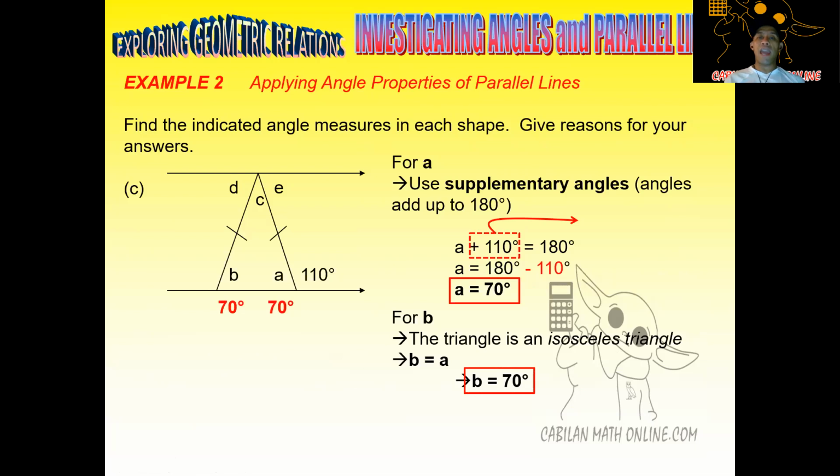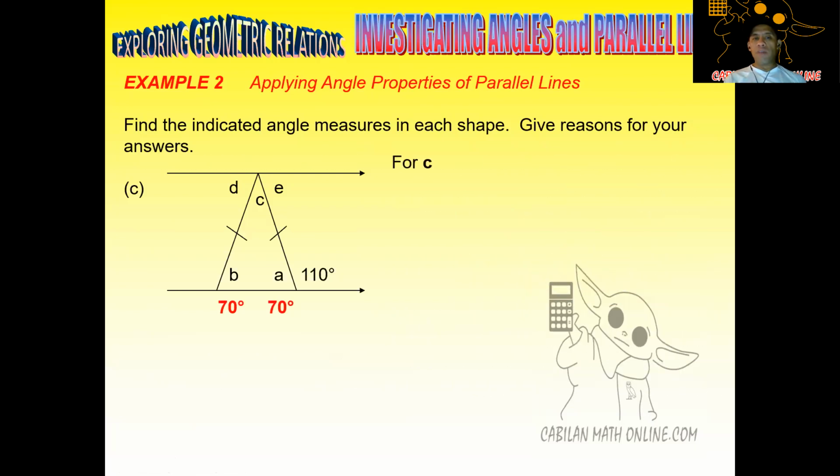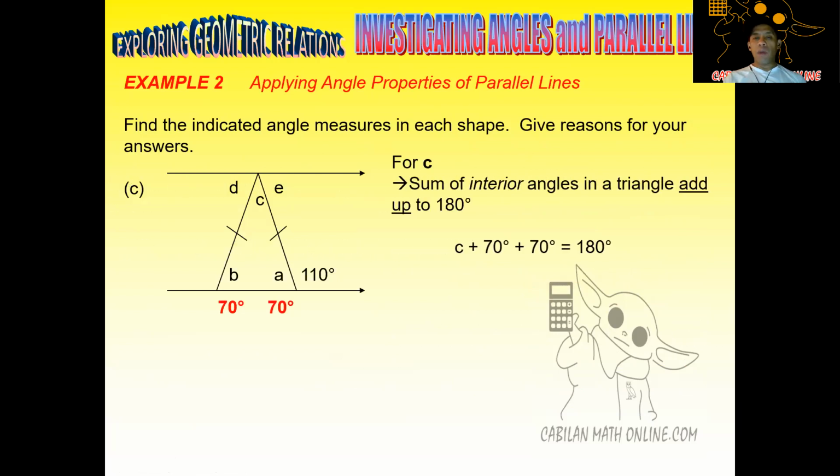Now we need to take care of angle C here. What you need to know about inside the triangle is that all three angles add up to 180. So to solve for angle C, we have to add up those two angles and then subtract it from 180. I'm just setting this up algebraically here. We take the two 70s, add them together, and that gives me 140. Then we subtract the 140 from 180, so angle C gives us 40 degrees here.